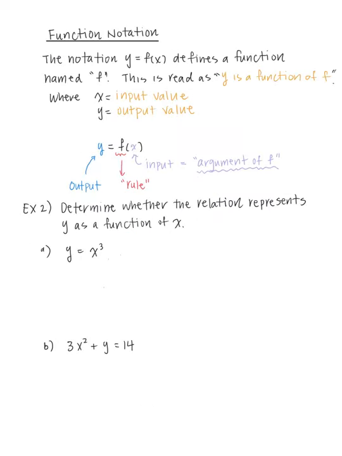Let's talk about function notation. It says that the notation y equals f of x, that's how you read it, defines a function named f. This is read as y is a function of x, where x is the input value and y is the output value. So basically, our y is going to be the output value. Think of f as being like a rule, okay? And then x is the input value, and sometimes that's called the argument of our function f.